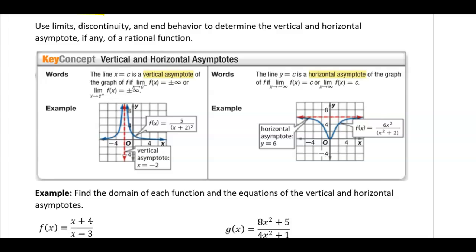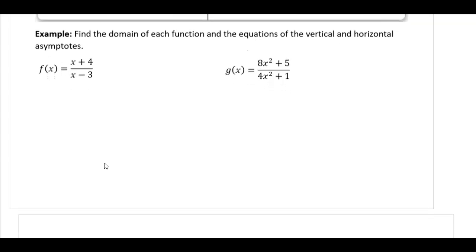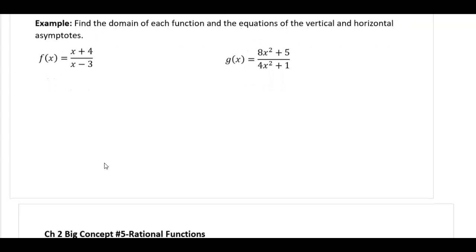Same with the horizontal asymptotes. We can also use this doing synthetic division. So we'll do one example using limits, and then we'll do one example using, not vertical asymptotes, synthetic division.